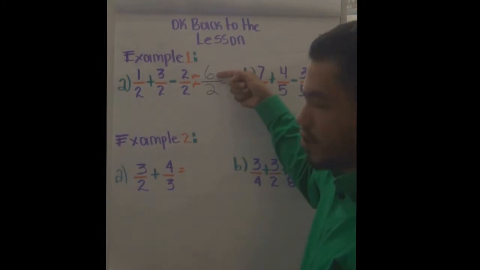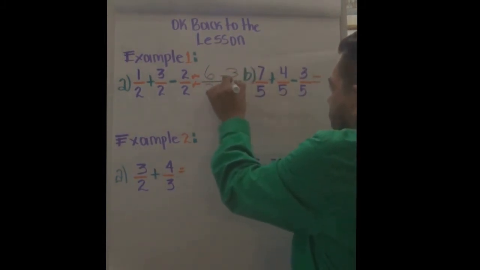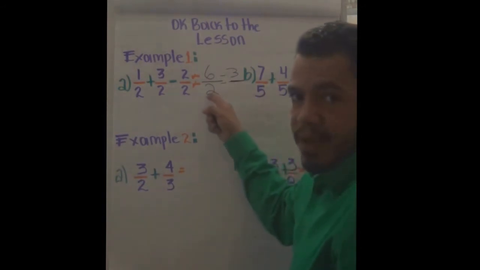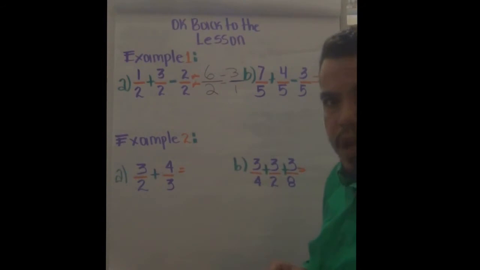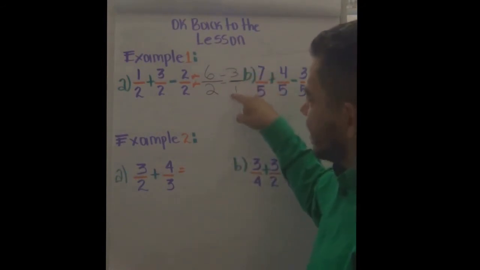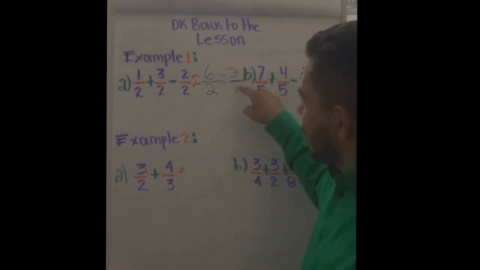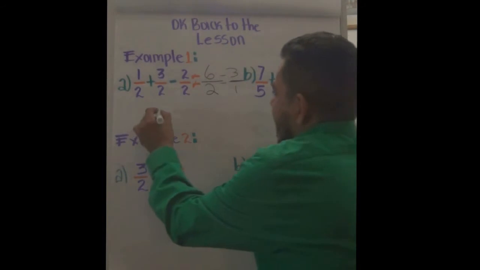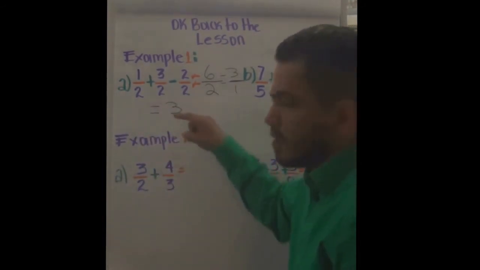So can 6 be divided by 2? Yes. Can 2 be divided by 2? Yes. Which is 1. So our final answer is 3/1. Now 3/1 is what we call a fraction, a rational number. 3/1 can be simplified as, or sorry, not simplified, but rewritten as 3.